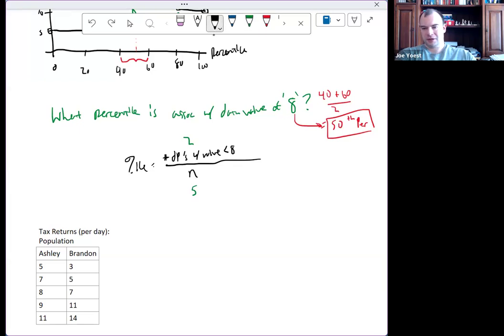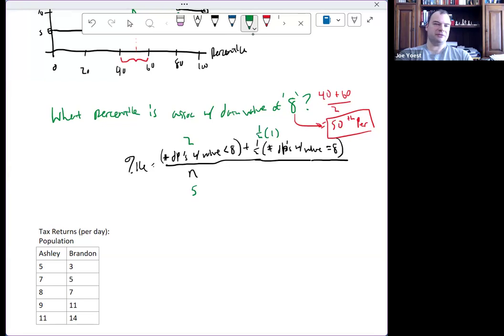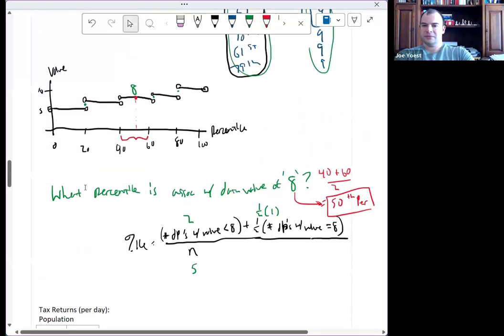So really all that we're doing here is adding on plus 1/2 the number of data points with value equal to 8. So we're doing 2 plus 1/2 times 1, or 2.5 over 5, which is 50%.